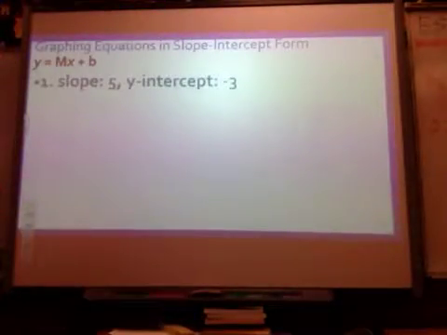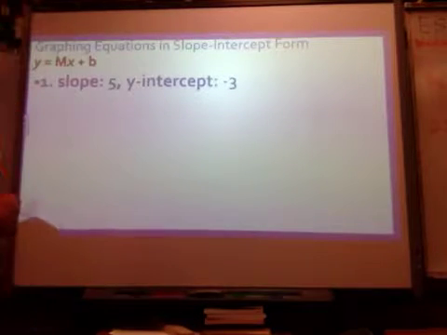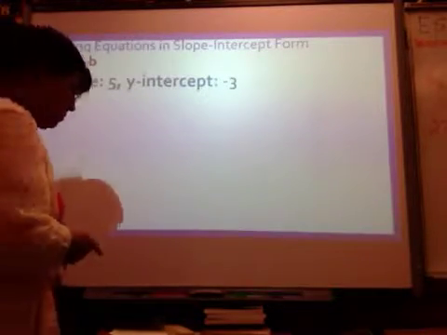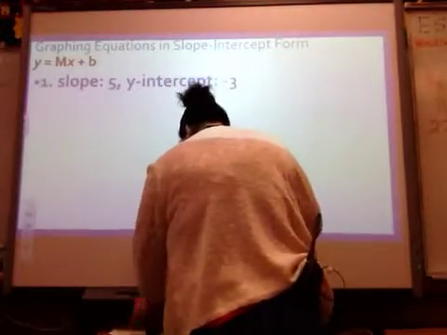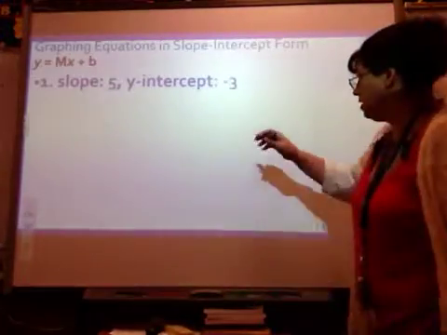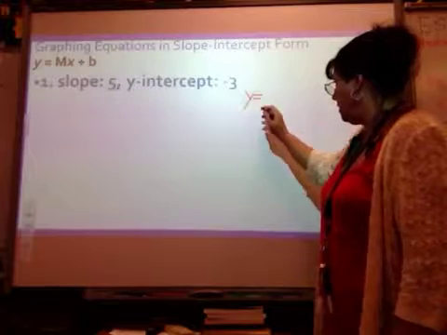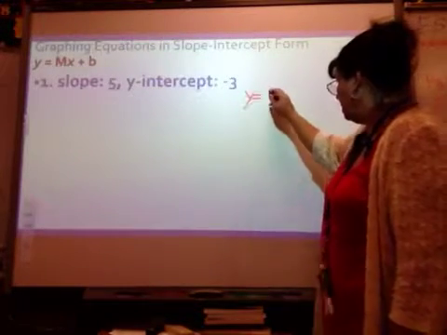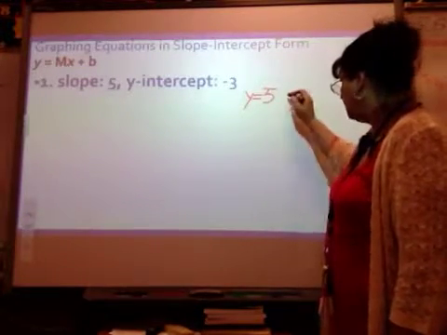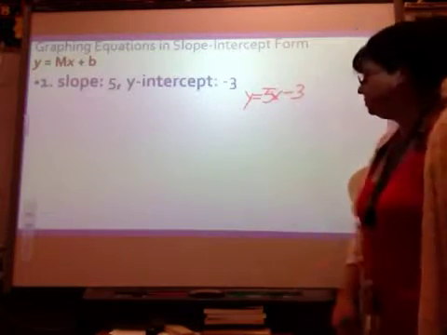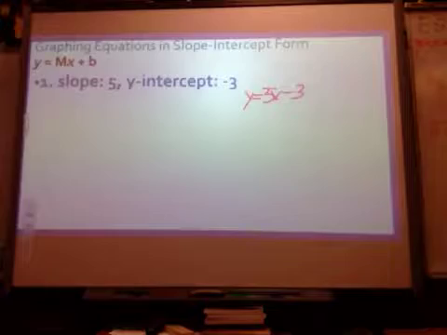Okay, number 1 says slope 5, intercept -3. So this is how I would write my equation, and hopefully this will work without it going crazy. I would have y equals 5x minus 3. That would be my equation. That's all I would do.